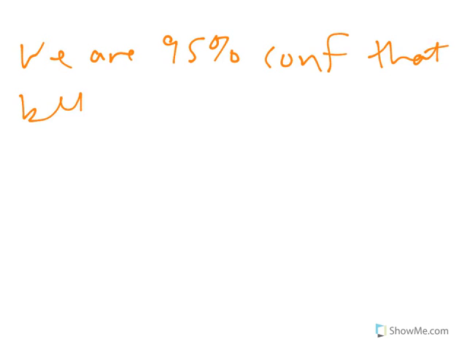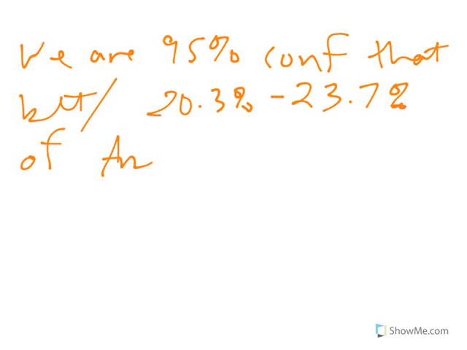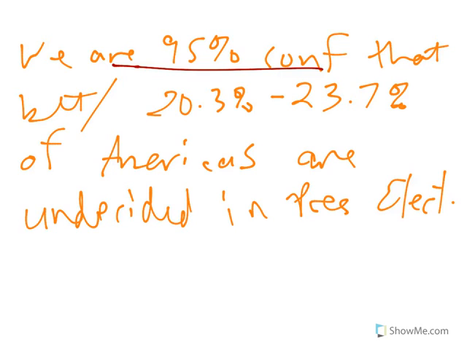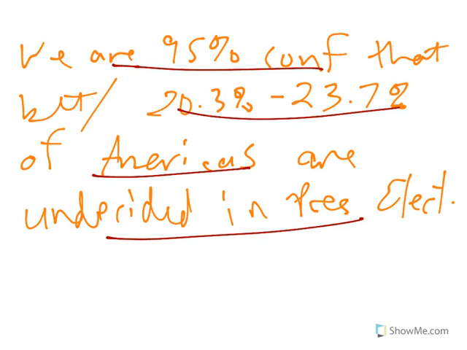Okay? And if we write a sentence, we are 95% confident that between 20.3% and 23.7% of Americans, because that's my population, are undecided in the presidential election. All right, again, Mad Libs. Confident, 95% confident. Here's my interval. Population, what are we talking about? 4 pieces to every one of these meaningful sentences.